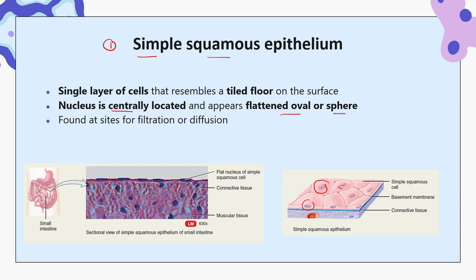Now the function of this simple epithelial tissue is filtration and diffusion. We have seen that simple epithelial tissue is important for diffusion, osmosis, filtration and absorption. So you can write that simple squamous epithelial tissue has the function of filtration or diffusion. An example of simple squamous epithelial tissue is the small intestine.